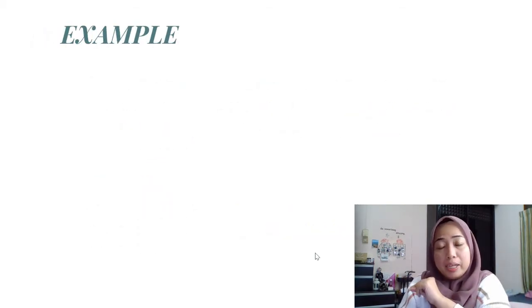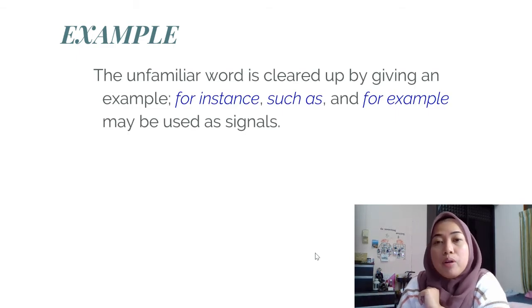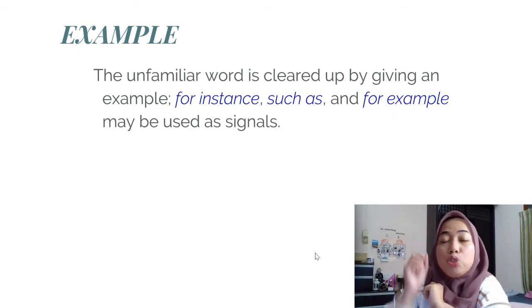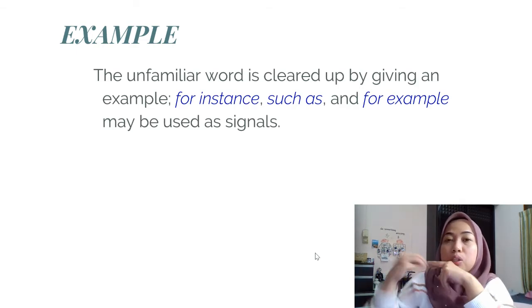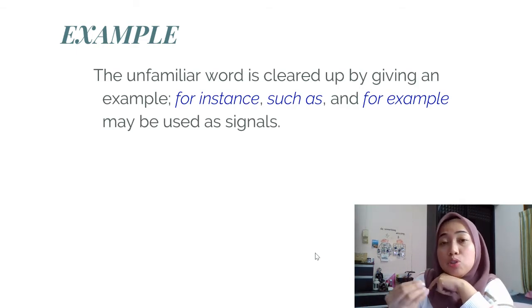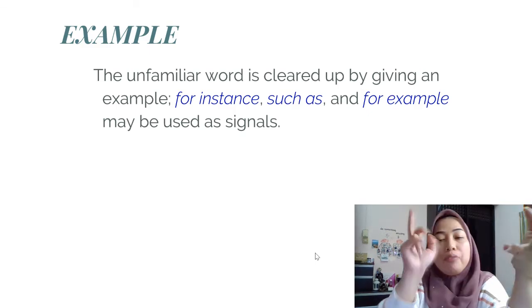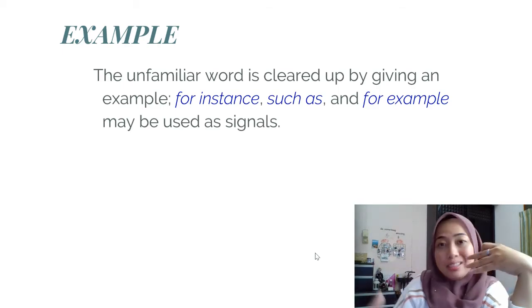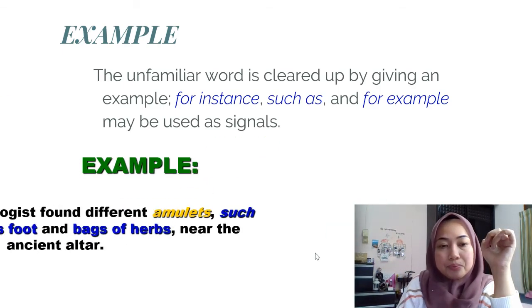All right, let's move to the next one, that is by providing examples. So sometimes you might encounter unfamiliar words, but you will be able to know the meaning of the word because you can read the examples. Some of the linguistic clues or the words that you might need to look for are words like for instance, such as, for example. So these words could be the signals to these examples. Let's have a look at an example.